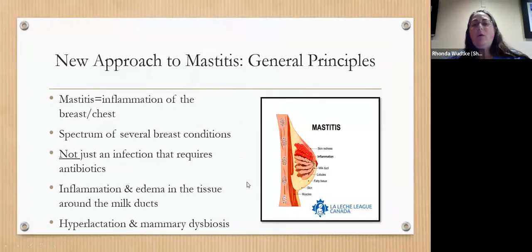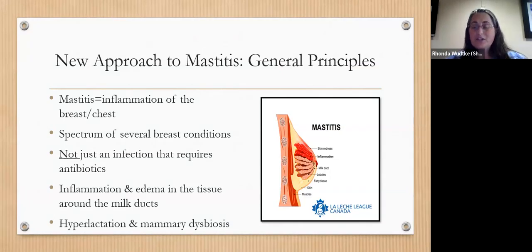So we now also have to talk about some of the general principles. Mastitis, that's the inflammation of the breast or chest, okay? And we're going to talk about different ways of looking at that. We do know that there are several different breast conditions. It is no longer just a term for that infection that requires antibiotics, but rather it's inflammation and edema. Edema is another term for swelling in the tissue around the milk ducts or in the milk ducts, okay? And we're going to talk about that.